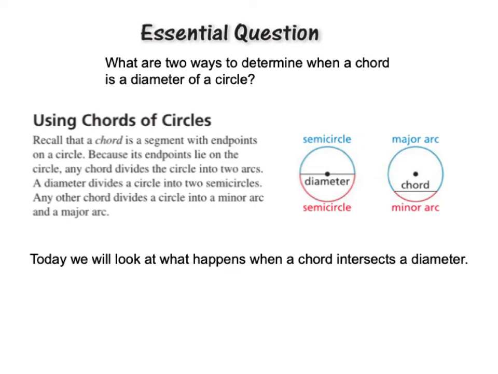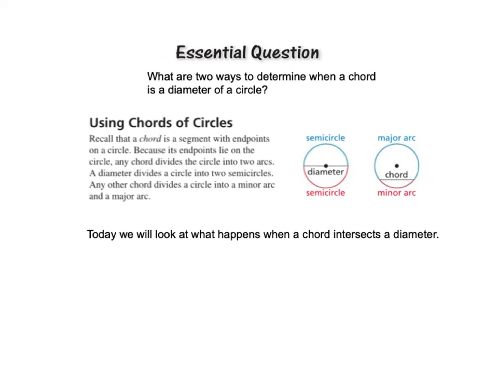Okay, welcome back. Let's go ahead and continue talking about circles and segments within the circles. Today we're going to talk about chords and using these chords and what that tells us about the measures of the arcs and things like that. So today we're going to look at what happens when a chord intersects a diameter and also what happens when chords are congruent to each other.